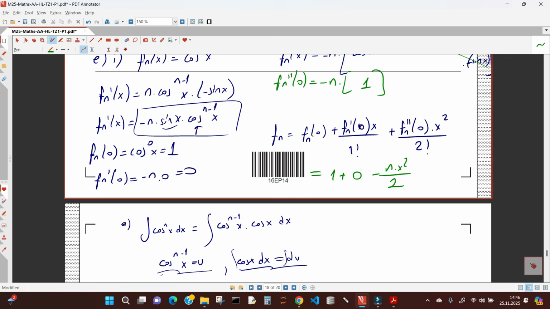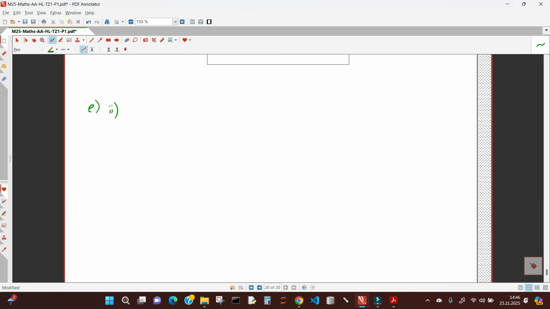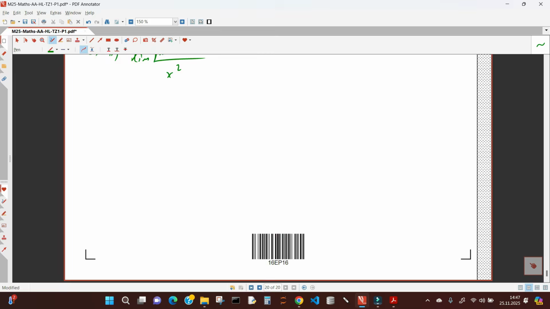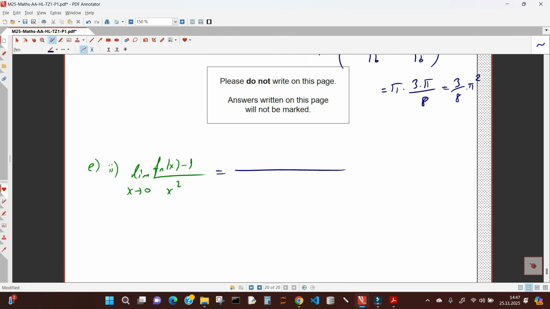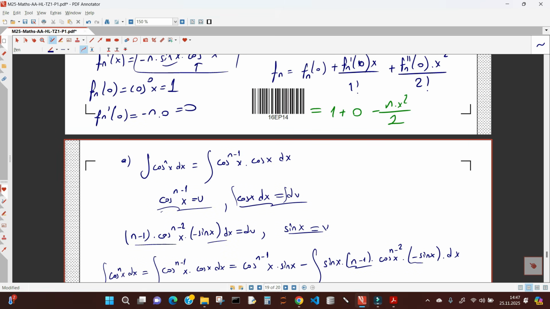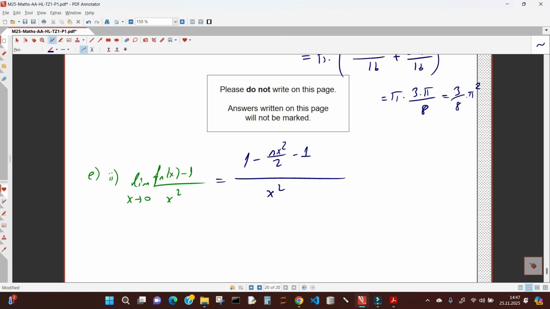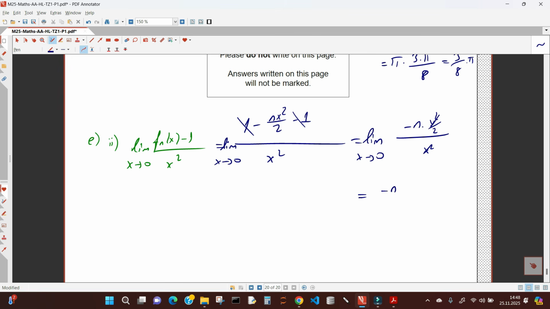And I will take this one to find the last question. The last question is asking for the limit as x approaches 0. To find this, you can also use the Maclaurin series of the function f(x). We found it here: 1 minus this one, minus 1, divided by x squared, and the limit as x approaches 0. You can cancel the 1, and we're also going to cancel x squared, and it's going to be just minus n over 2, right?